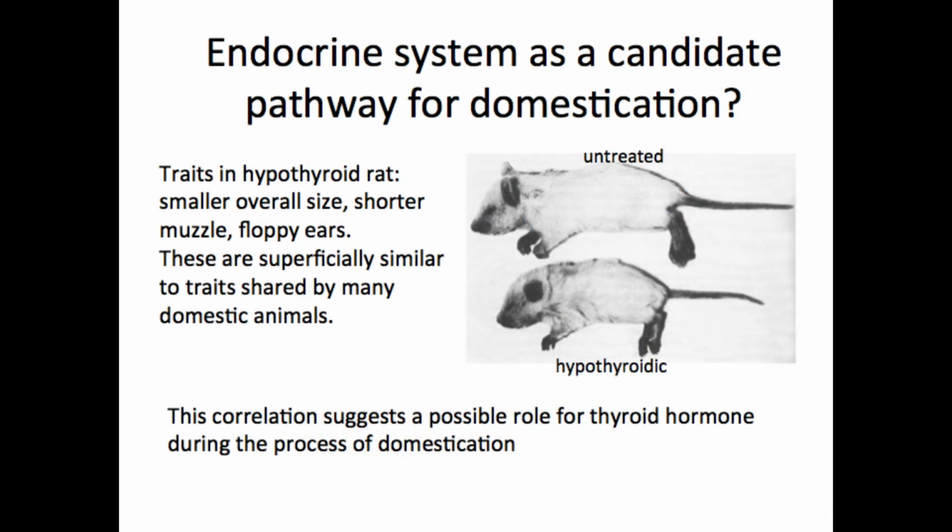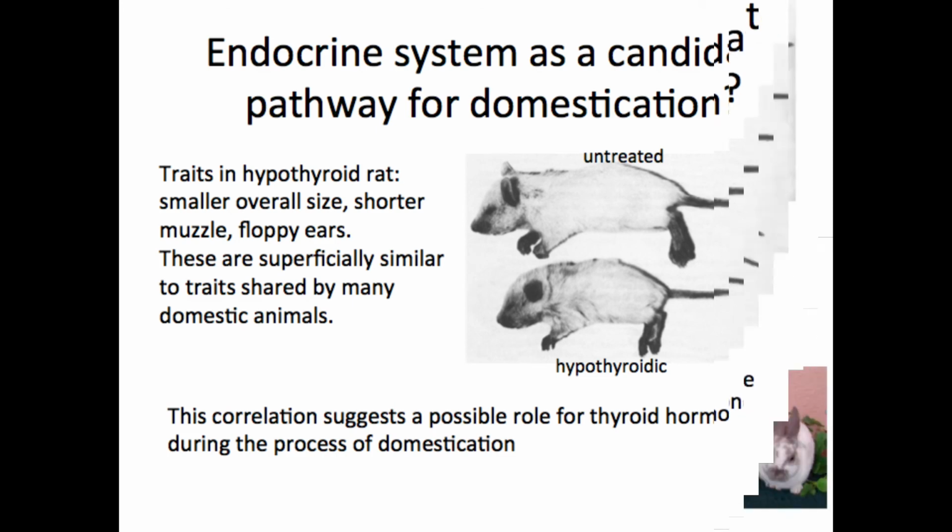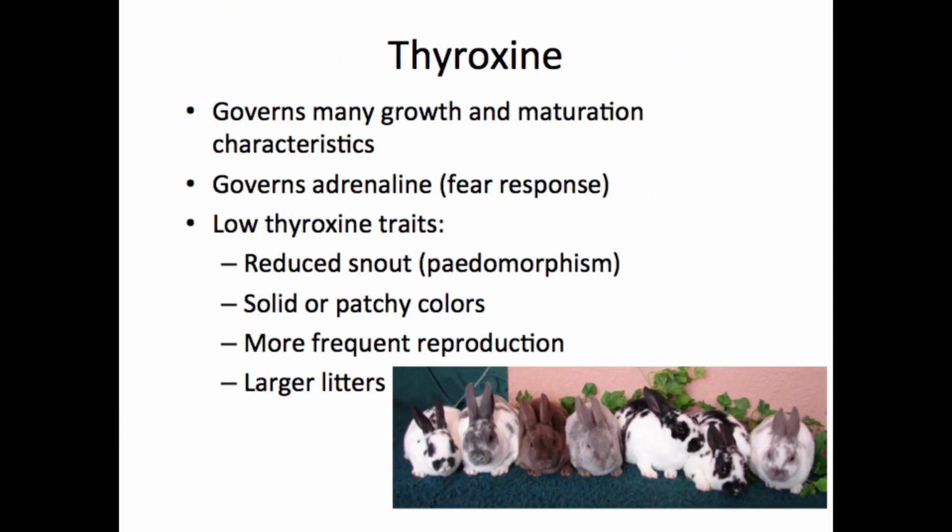Because you can see animals with hypothyroidism, and many of these animals have characteristics of domestic animals. They have larger litter sizes, they have color variability, and they carry these juvenile traits into adulthood. So maybe that's all we have done in this domestication process, is select for animals with an underperforming thyroid gland.